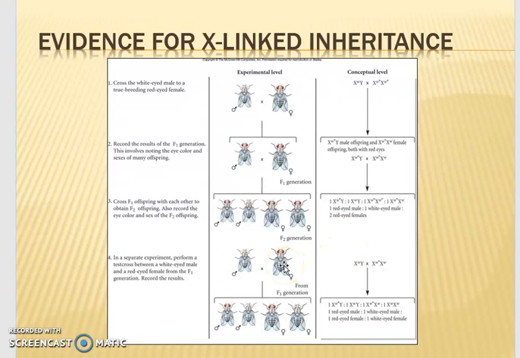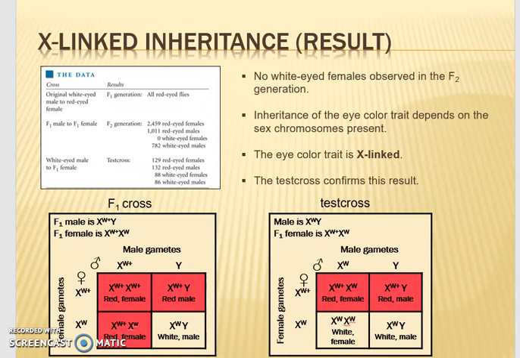And so, right here, they crossed a red-eyed and a white-eyed, and they got half and half. So, X-linked inheritance, because no white-eyed females were observed in the F2 generation, and inheritance of the eye color trait depends on the sex chromosomes present, we know that the eye color trait is X-linked. So these are pretty nice little test crosses here. It's good to look at those if you want to pause the video and check those out.